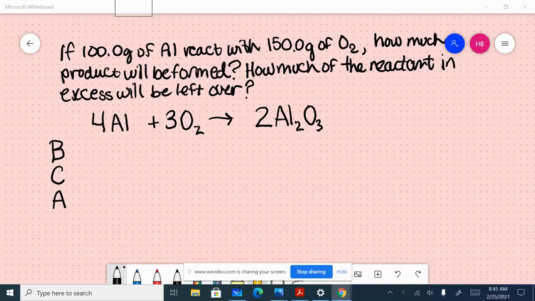Good morning, fellow chemists. We're going to learn how to do limiting reactants problems with BCA charts. So we're going to take what we learned about limiting reactants and what we learned about BCA charts and the calculations and put them together.